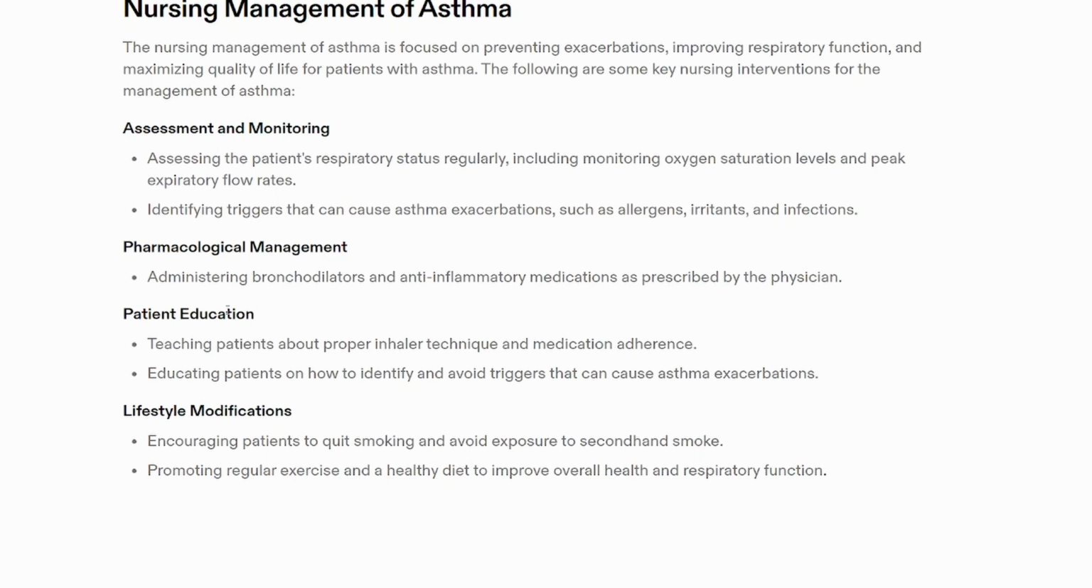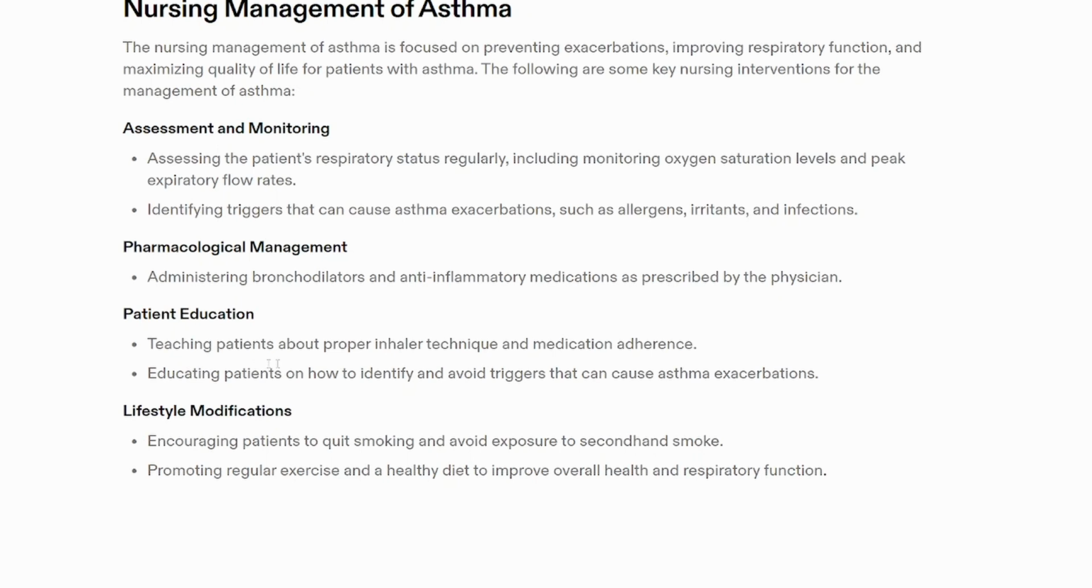Second one, pharmacological management. The physician may prescribe the client bronchodilators or anti-inflammatory medications. So we need to identify whether the patient is using the medications regularly as prescribed by the doctor, whether they are continued or not, and any side effects from the medications. Completely, we need to identify the intake of medications.